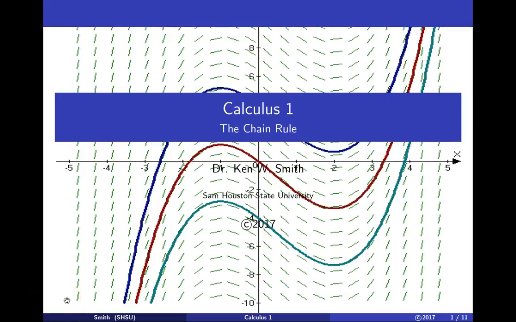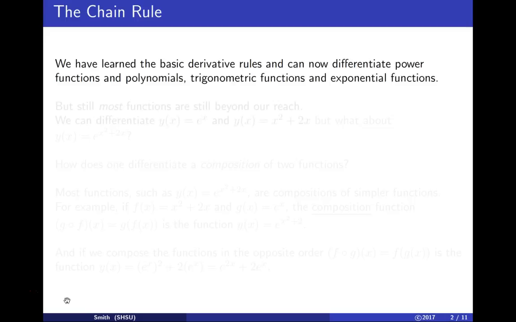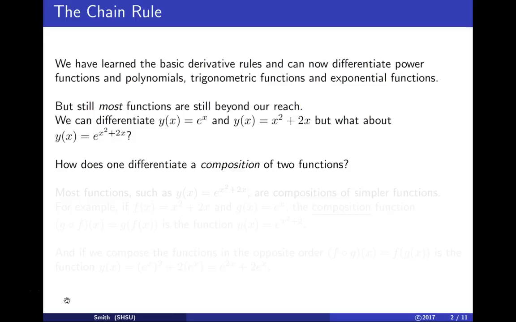In this lecture, we introduce the chain rule. We've learned the basic derivative rules and can now differentiate power functions and polynomials, trig functions and exponential functions. But still, most functions are beyond our reach. We can differentiate e to the x and x squared plus 2x, but what about e to the x squared plus 2x? How does one differentiate a composition of two functions?